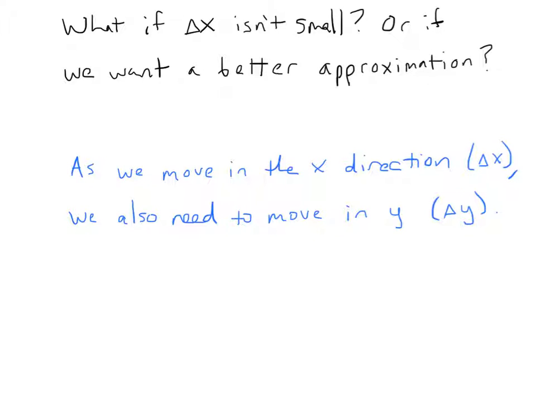So of course the question is, what if delta x isn't really small? Or what if we want a better approximation, even if delta x is small? So what we have to do is bend our tangent line, basically. We're not using a tangent line anymore, but we're starting at the tangent line. So as we move in the x direction, as we add a delta x in there, we also need to move in the y direction and add in a delta y.